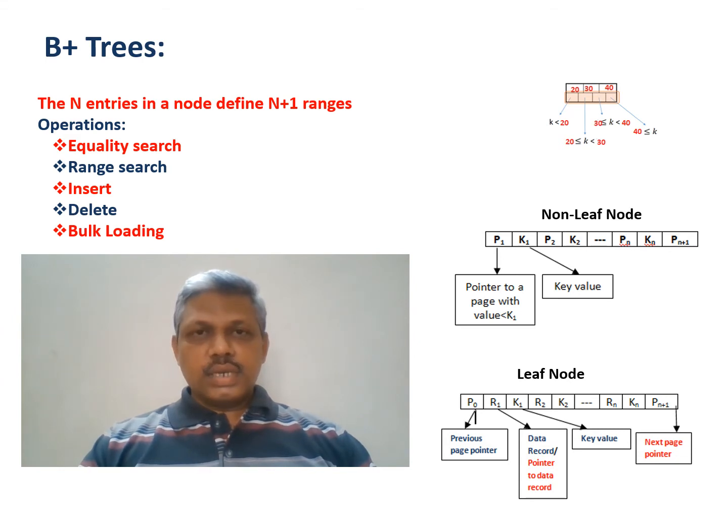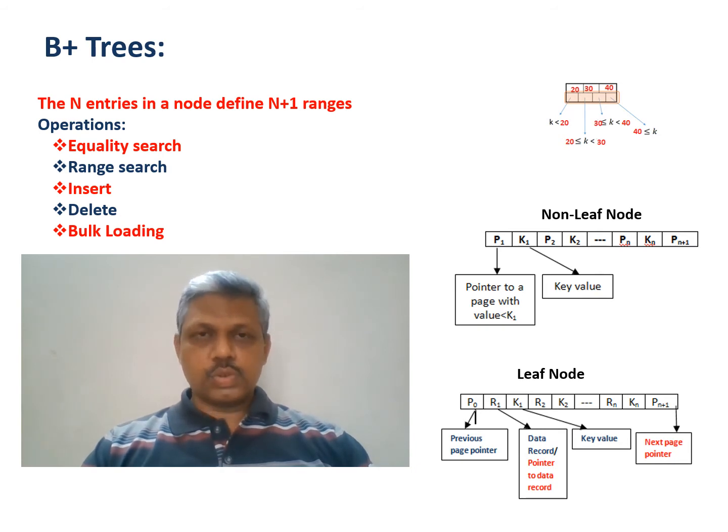And this is in case of non-leaf nodes, just pointers and key values are there. When it comes to the leaf node, a small difference is there: the actual records may be there, or pointers to the records may be there in the leaf nodes. They are not key values, but either records with a particular key value or pointers to the records.